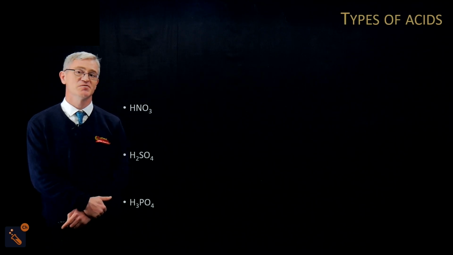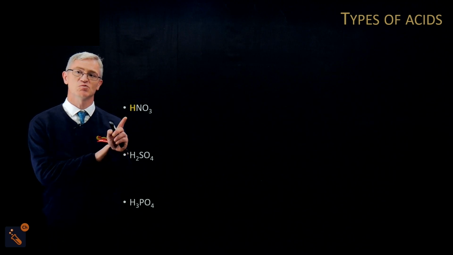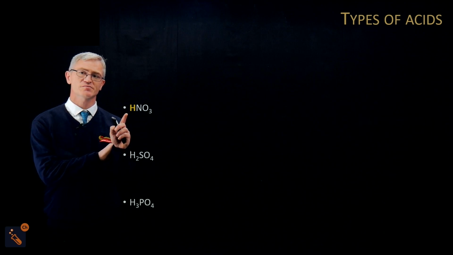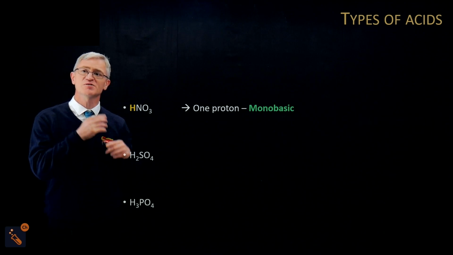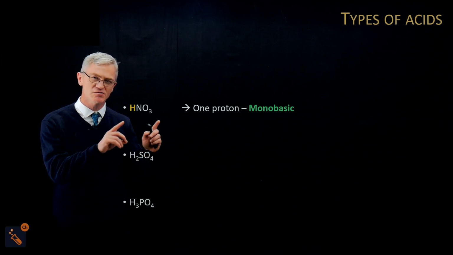Now, if we look at types of acids, there are three types of acids I need to talk to you about, and the first one is going to be with one proton. It's called monobasic. I always find this really strange that it's not called monoprotic. That's what I used to call it, but they call it monobasic.